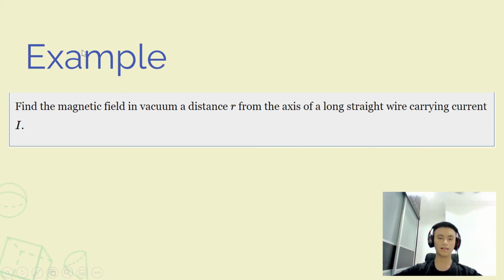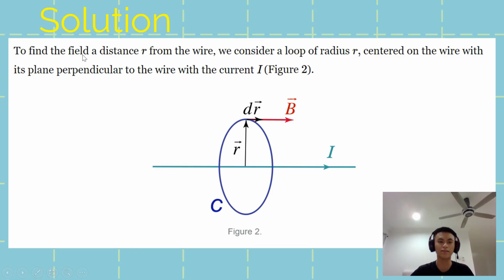So here is an example question of using line integral in Ampere's law. The question asks us to find the magnetic field in vacuum at a distance r from the axis of a long straight wire carrying current I. So here is the solution. To find the field at a distance r from the wire, we consider a loop of radius r centered on the wire with its plane perpendicular to the wire with the current I, as shown in figure 2 below.